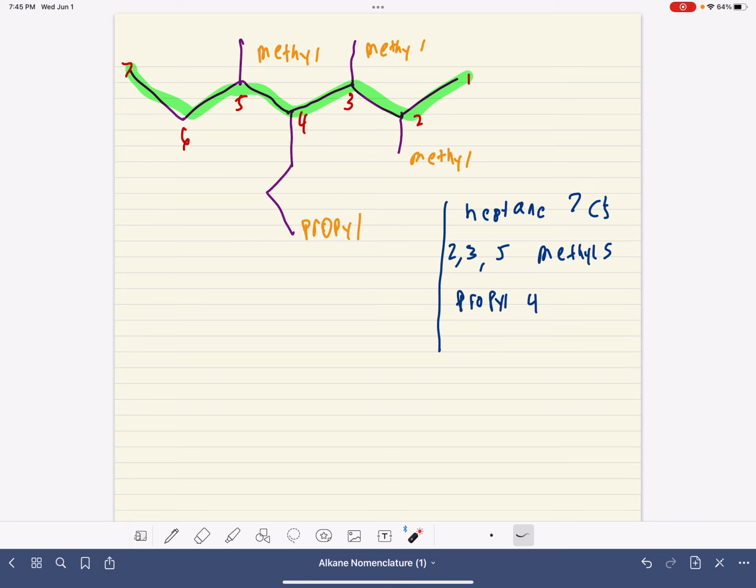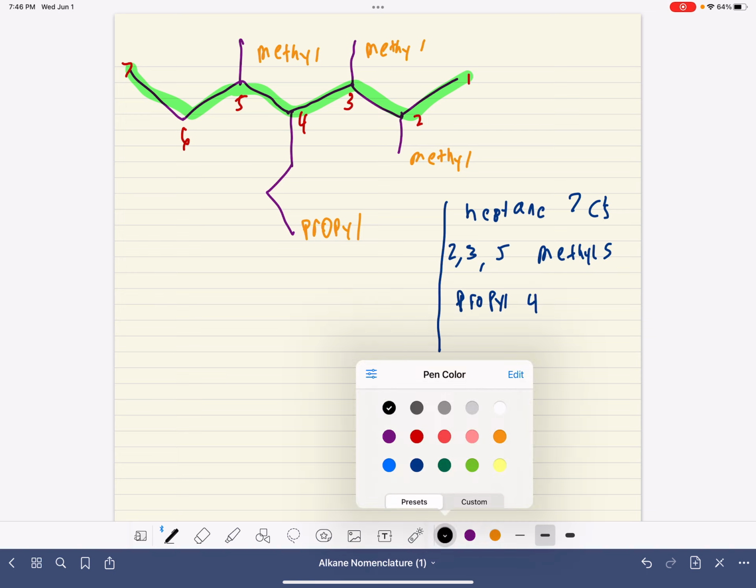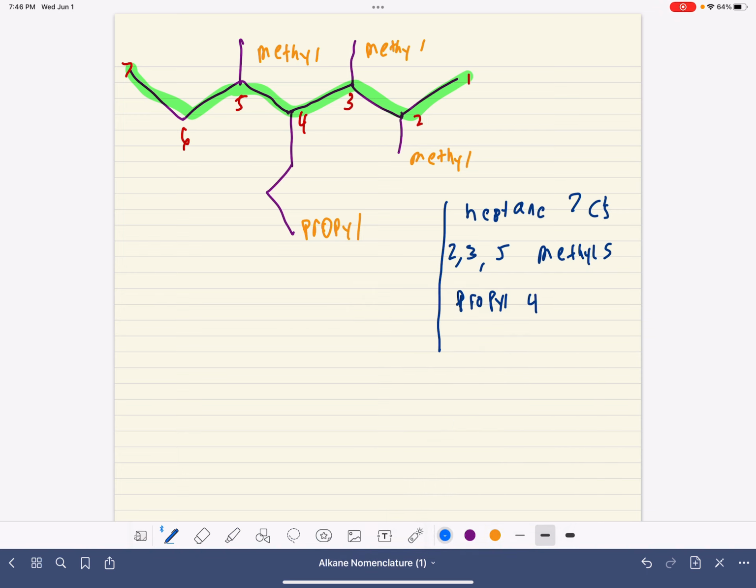And how do we want to name this molecule? We want to alphabetize it. So comparing the propyl to the methyl, M comes before P, so the methyl would go first in naming. So here's how you name a molecule with more than one substituent. You first put your higher priority substituent, in this case the methyl, in alphabetical order. So at 2, 3, and 5, you always put the position number, dash, the substituent.